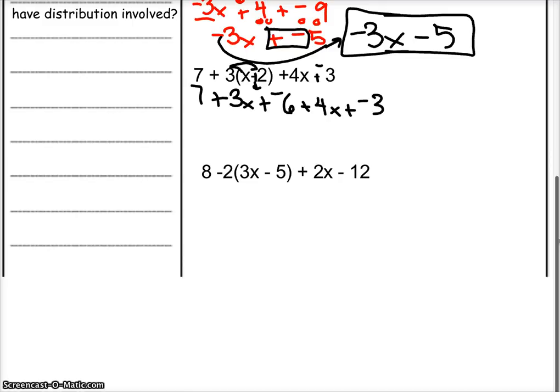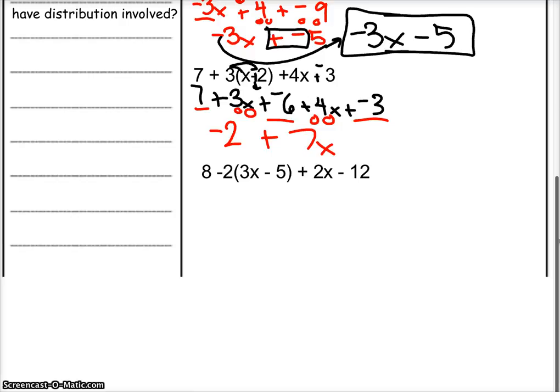Now I'm going to go through and combine what I can. I start left to right typically. You don't need to. Some of you want to just start with the x terms. Go for it. Okay? 7 plus a negative 6 is 1. 1 plus a negative 3 is negative 2. So I'm done with my constants. Now I'm going to move to my x terms. Plus 3x plus 4x is 7x.